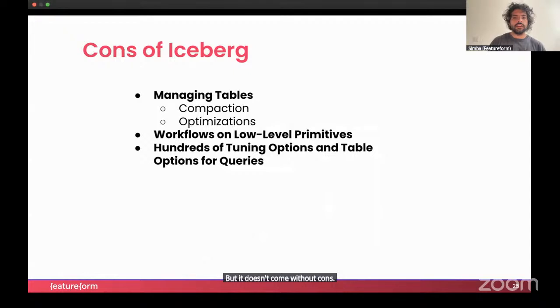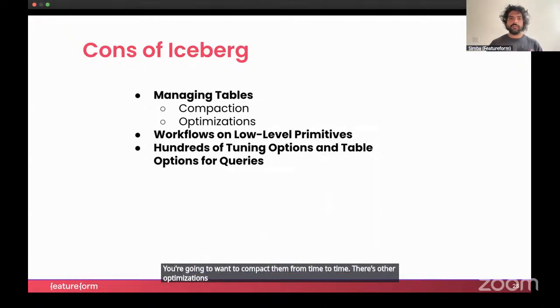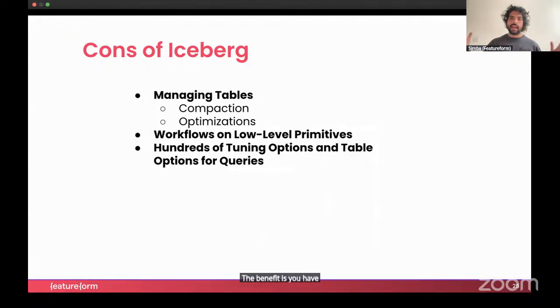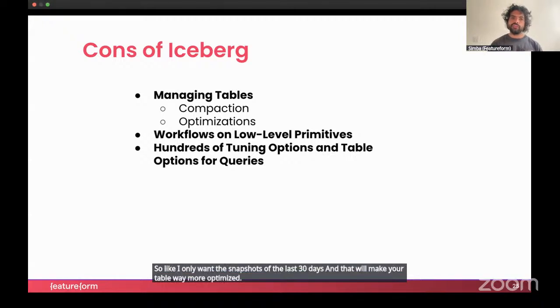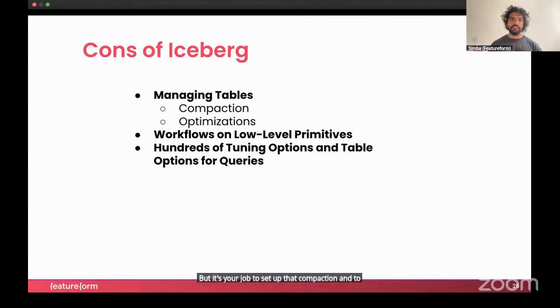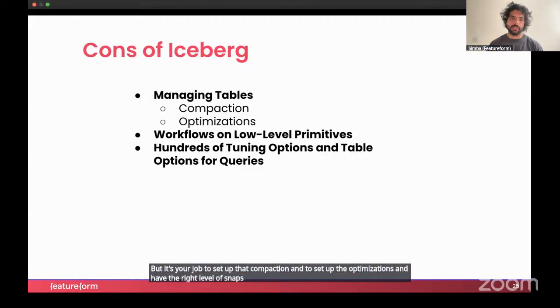One is managing tables. Every time you write, like in that streaming example I gave, you're creating a lot of small files. You're going to want to compact them from time to time. There's other optimizations you want to do. Pretty much every time you're writing, you're creating new metadata files and new data files. The benefit is you have a billion snapshots, but you might want to compact them. So like, I only want the snapshots of the last 30 days, and that will make your table way more optimized. But it's your job to set up that compaction and the optimizations and have the right level of snapshotting and other things.